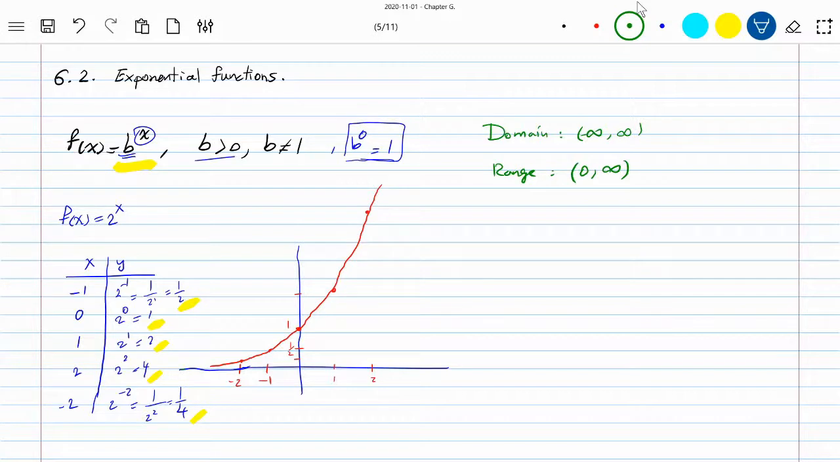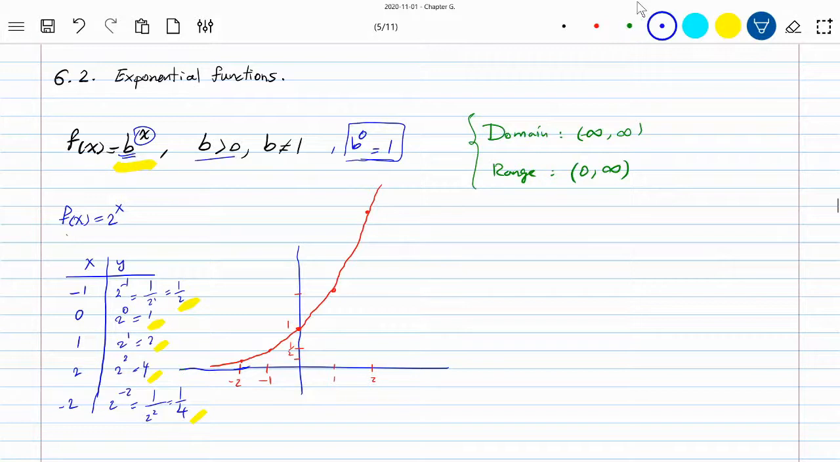So if the exponential function has the form of b to the power x, then the domain and the range are given through these two intervals. One is all real numbers, the domain, and the range is all positive y values. So this is one example.